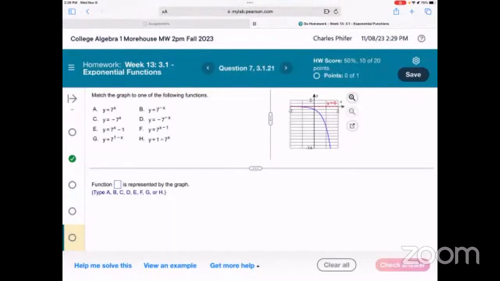Match the graph to one of the following functions. Okay, so it looks like they started with an exponential. It looks like it's turned upside down, and that really seems to be the main manipulation. It's just an exponential that's been turned upside down. So if we flip it vertically, vertical manipulations are outside manipulations. So more than likely we multiplied the outside by a negative, so it should be negative 7 to the power of x. Looks like it's C. Let's go with C.